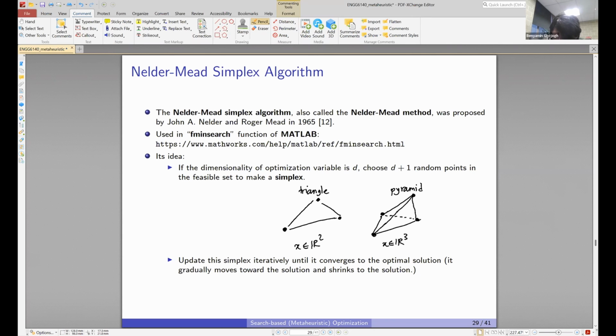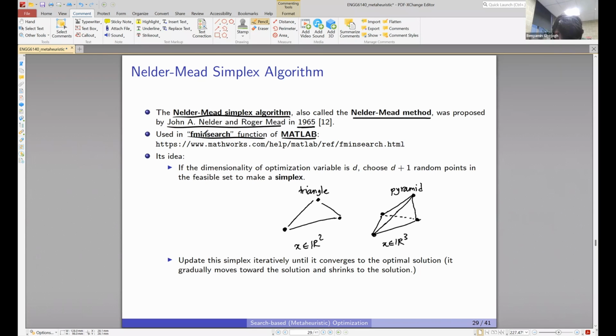So it's called the Nelder-Mead Simplex algorithm, also called the Nelder-Mead method. It was proposed by John A. Nelder and Roger Mead in 1965. Interestingly, it is used in the fminsearch function of MATLAB. And I think now you know why it's called fminsearch. It's function minimization search. And why is it called search? Because it's a search-based optimization algorithm. It's a metaheuristic algorithm.